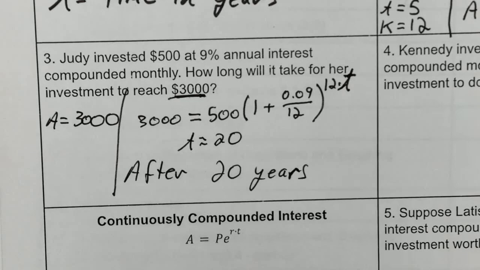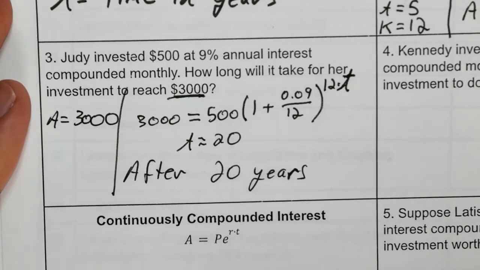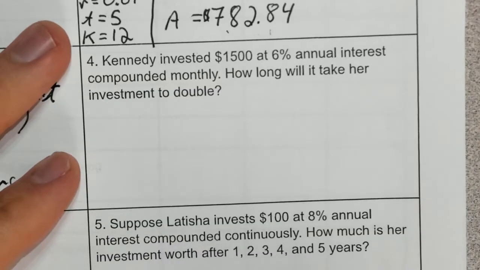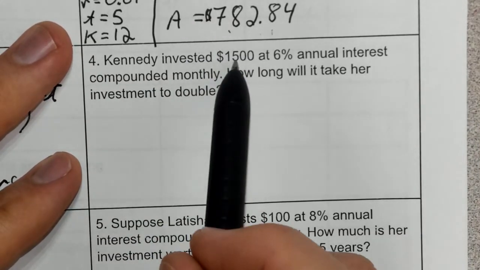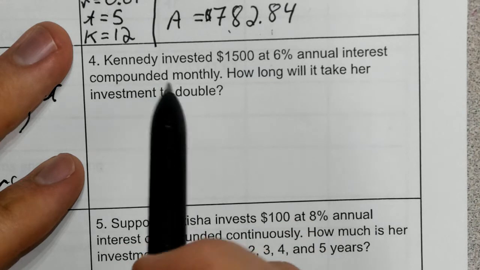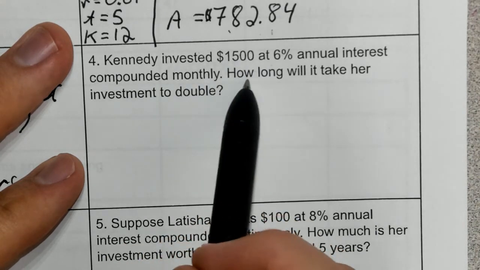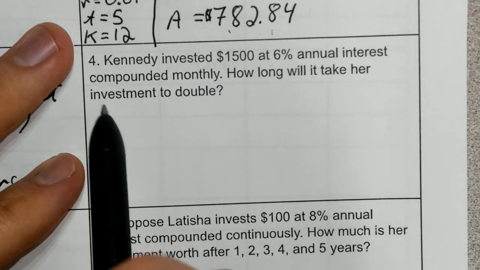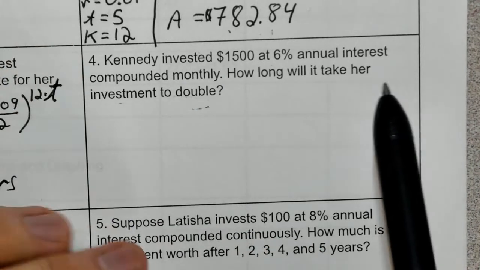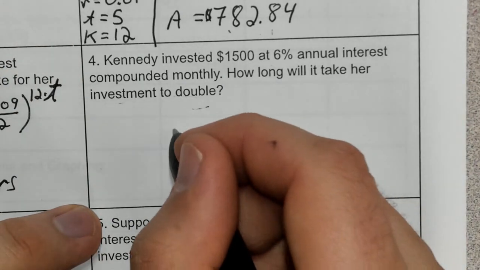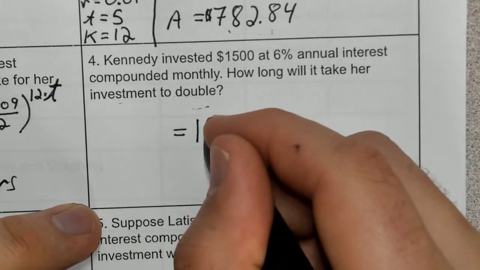Okay. Questions on that one? All right. How about this? Kennedy invested $1,500 at 6% annual interest, compounded monthly. Okay, so we'll just plug in all that stuff. How long will it take her investment to double? Well, we can at least get part of this equation. We know that she invests $1,500.